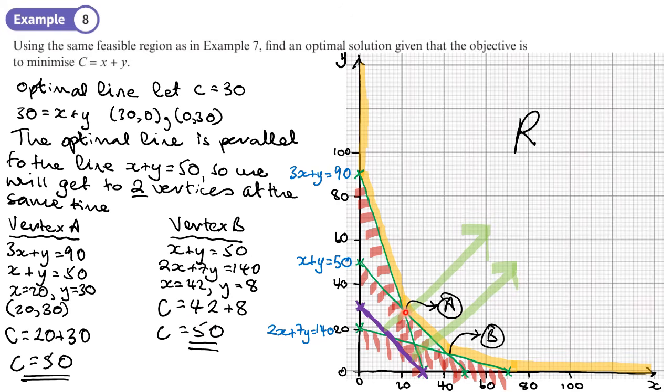And in fact, if we were to pick any point on this line here, we would get a minimal cost, because whenever we put any of these points in here, we would get an answer of 50, because it's the line x plus y equals 50. So this part of the line fits all the constraints. So if we're just going to minimize it, we could just say a value of c equals 50 is going to be our minimal cost.